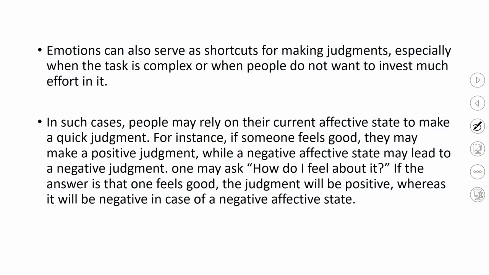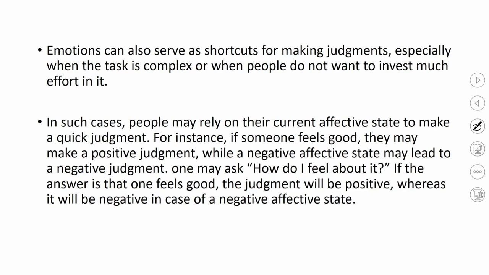So, emotion can also serve as a shortcut for making judgments, especially when the task is complex. Especially when complex situations are there, emotion can help you navigate such situations more quickly, using emotion as information. In such cases, people may rely on their current emotional state to make a quick judgment, because many times we don't have the energy and time to look at every aspect of the situation, the pros and cons and all the rational analysis. When things are very complex, generally we don't want to invest so much time and energy.